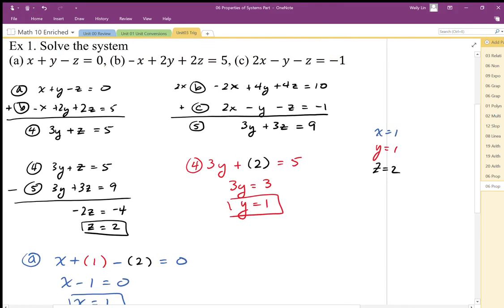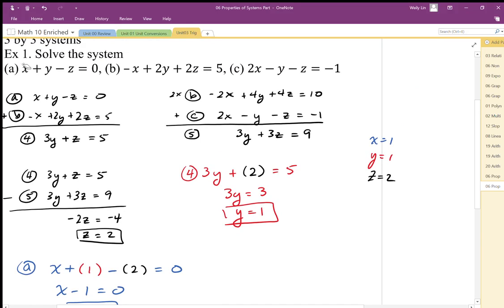Now I should double check this and see that it actually works. So 1 plus 1 minus 2 equals 0. That's correct. Negative 1 plus 2 times 1 is 2. So negative 1 plus 2 is 1. Plus 2 times 2 is 4. So 1 plus 4 is equal to 5. That works. So 2 times 1 is 2. Minus 1 is 1. Minus 2 is negative 1. Yeah, that all works. So this x, y, and z happens to be the solution to this system of equations.